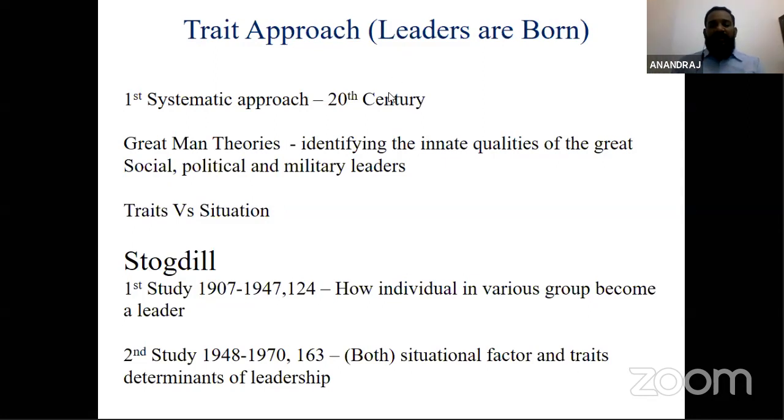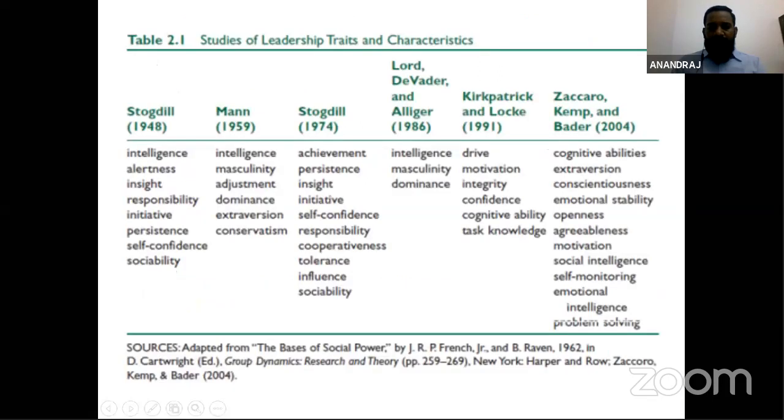In the next slide, we'll be seeing various researchers like Stockdale, Mann, Lord, DeVader, Bender, Eliga, Kirkpatrick, and Zaccaro. Altogether they framed 47 traits. They identified 47 traits from the great leaders, might be political, social, and military leaders. In Stockdale's first identification, he identified 8 traits, which do not go hand in hand with situations. In the second research, he gave 10 traits, such as achievement, persistence, insight, and initiative. These 10 traits always move with the situations. So we need both.